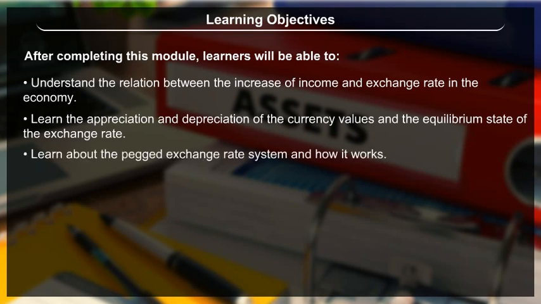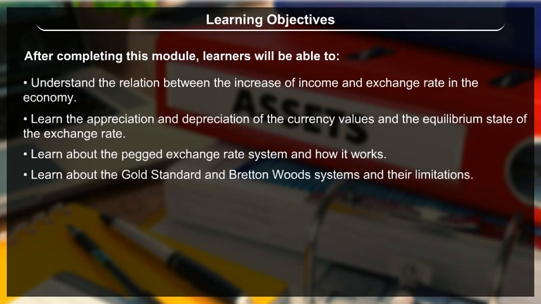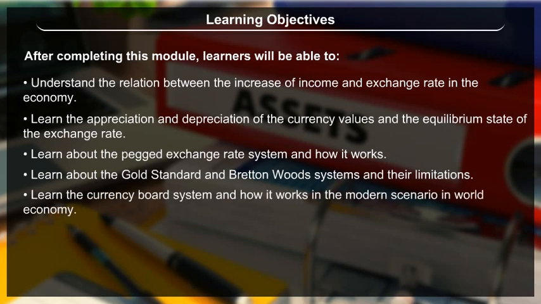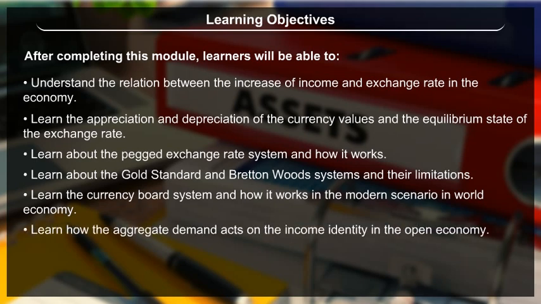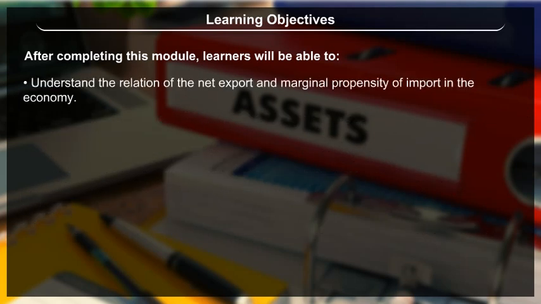Learn about the pegged exchange rate system and how it works. Learn about the gold standard and Bretton Woods systems and their limitations. Learn the currency board system and how it works in the modern scenario in the world economy. Learn how aggregate demand acts on the income identity in the open economy. Understand the relation of net exports and the marginal propensity to import in the economy.